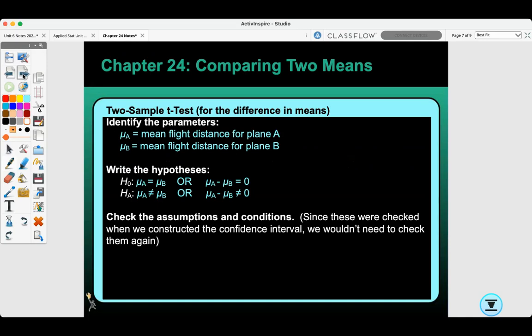So now we're going to do a two-sample t-test for the difference in means. Again, we need to identify the parameters. So mu A would be the mean flight distance for plane A, and mu B would be the mean flight distance for plane B. We need to write our hypothesis. You can do one or the other, you don't need to do both. So the flight distances equal each other, or they don't equal each other, or the difference equals 0 or doesn't equal 0. You need to check assumptions and conditions. If this hasn't been done in a confidence interval, you need to go through and do them. Since these were checked when we constructed the confidence interval, we wouldn't need to check them again.